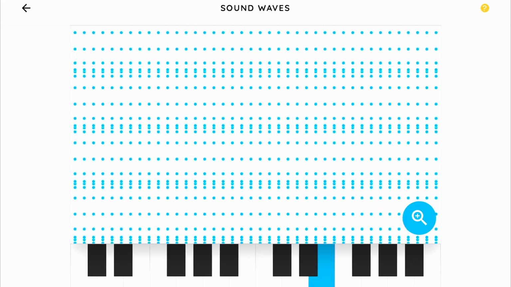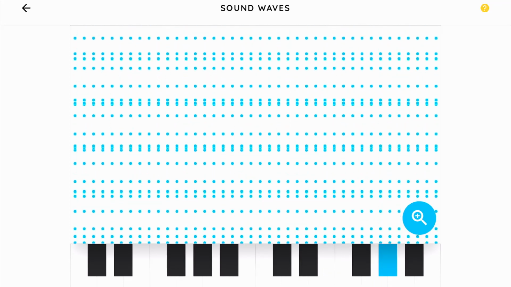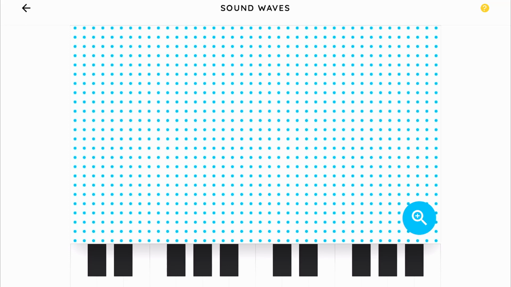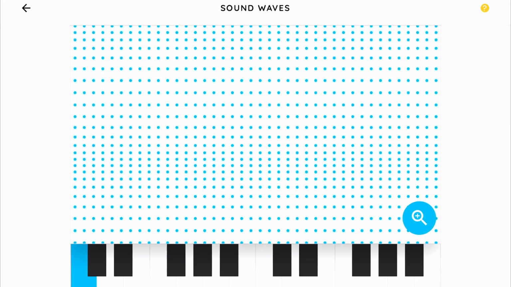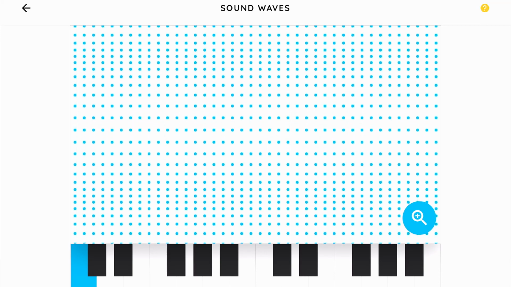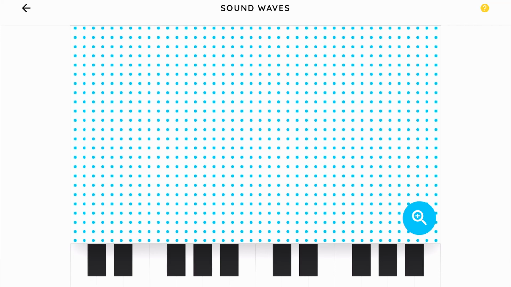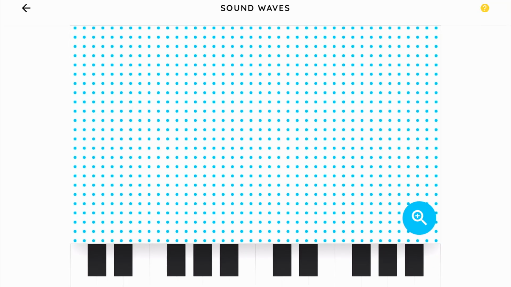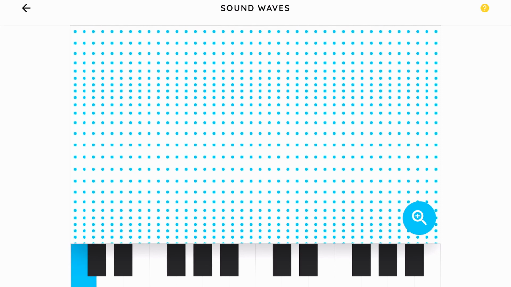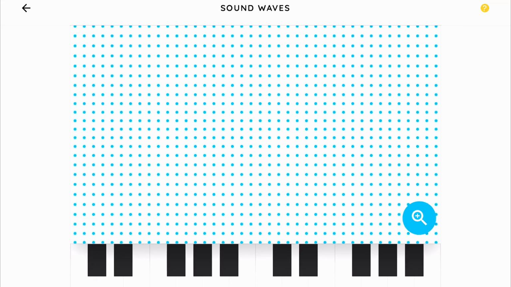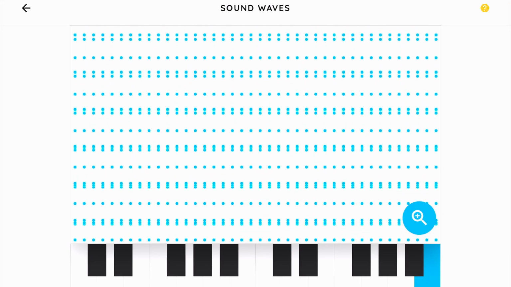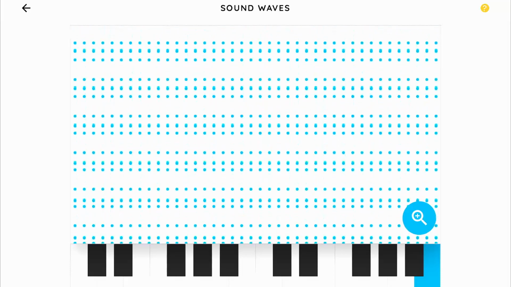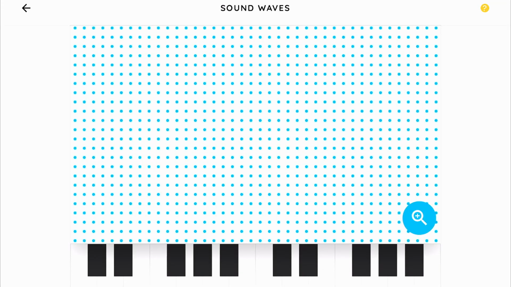If I produce different notes, you should see that the particles vibrate at different speeds. So a low note has a slow vibration. A high note has a much faster vibration. Don't forget, we've just looked at frequency. So slow vibrations are low frequency. Fast vibrations are high frequency. This is what's known as producing a sound wave.